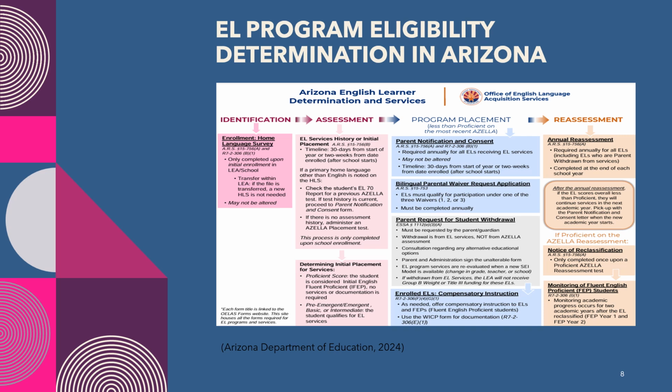So when a student enrolls in a school, they will be provided a home language survey. Based on that home language survey, the student would be determined as to whether they need assessment or not. Within 30 days of the start of the school year or 2 weeks from the date of enrollment, if a student or the family has selected a primary home language other than English, then we would move on to the AZELLA assessment test at that point.